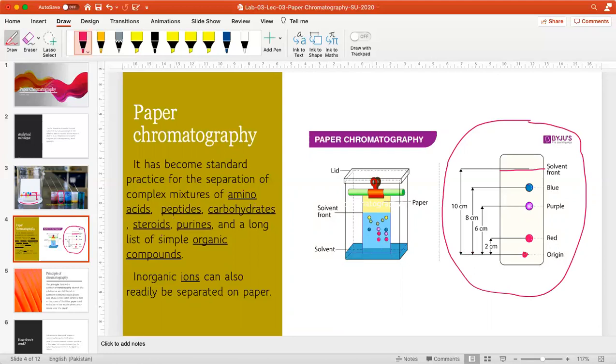Paper chromatography has become standard practice for the separation of many complex mixtures like amino acids. Instead of these inks, you can take a mixture of amino acids, peptides, carbohydrates, steroids, purines, and a list of simple organic compounds. Even inorganic ions can be readily separated by paper chromatography. In the upcoming slides, I will explain how we use these distances to calculate the RF values.